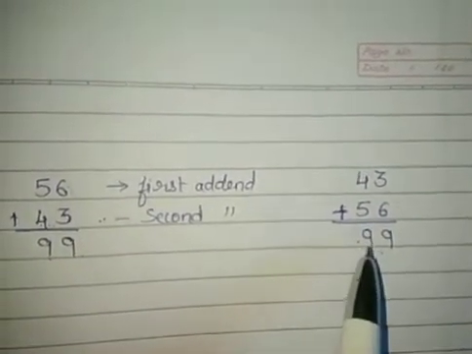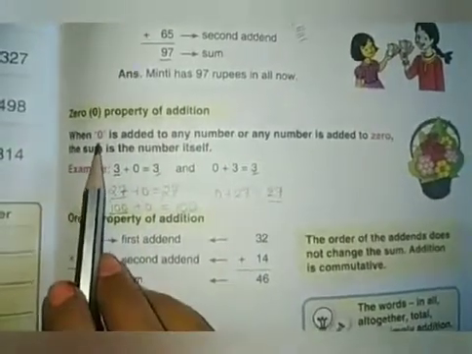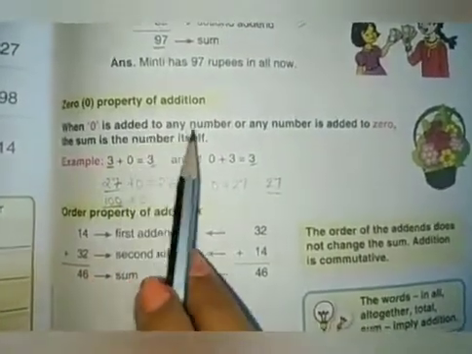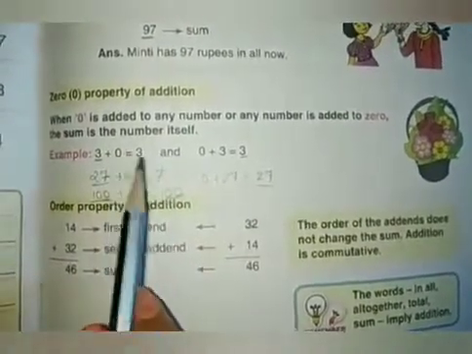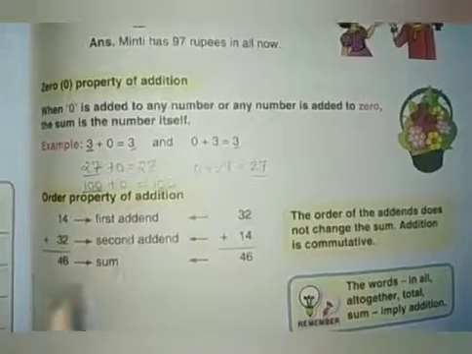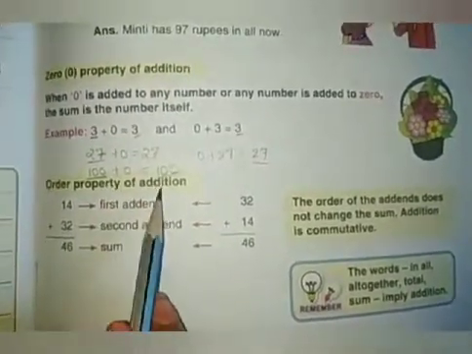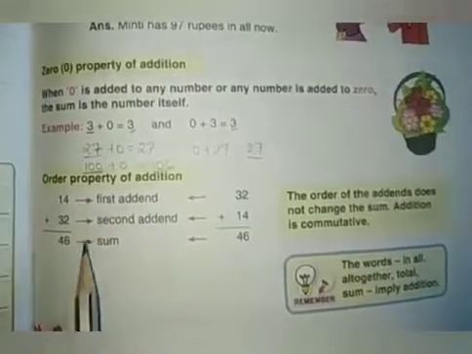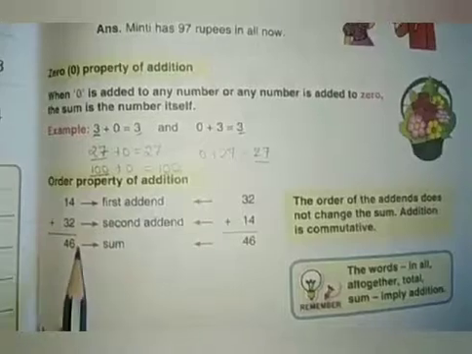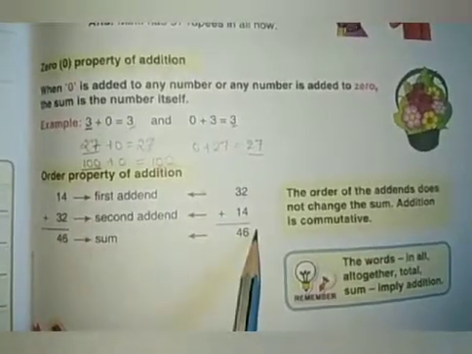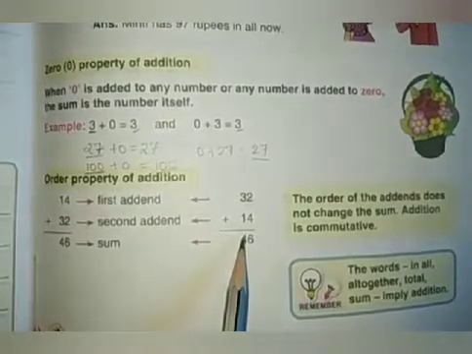Okay. According to the zero property of addition, when you add 0 to any number or any number to 0, then the answer or sum will be the number itself. And the second property is the order property of addition. According to this, if you change the order of the addends, the sum will be the same only. The sum will not change. The answer will not change. It will remain the same.